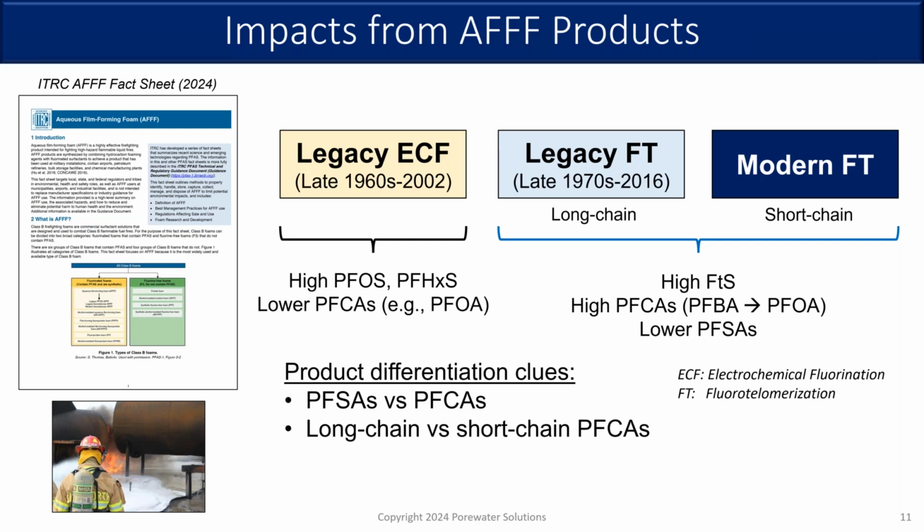So that gives us two clues of what we can look for if we want to tell what products were used in different AFFF areas. We can look at ratios of sulfonates to carboxylates, which tells us the difference between ECF and FT products. And we can look at long chain versus short chain carboxylates, which tells us, is it an older, legacy product, or is it a more modern product with short chain compounds?